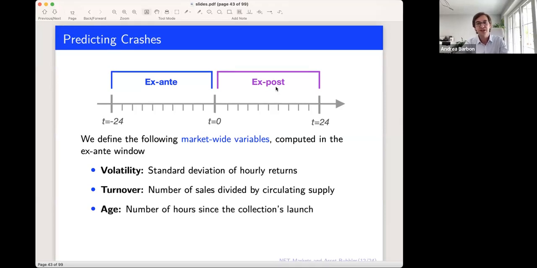Then we have the age, so the number of hours or days since the launch of the collection, if you want, since the publication of the smart contract. And then we have acceleration. Okay, so that's going to be an important variable. So that's the difference between the total return in the ex-ante window and the return only in the first part of the ex-ante window.